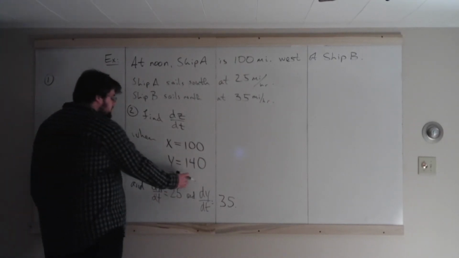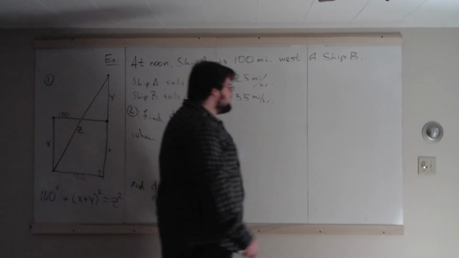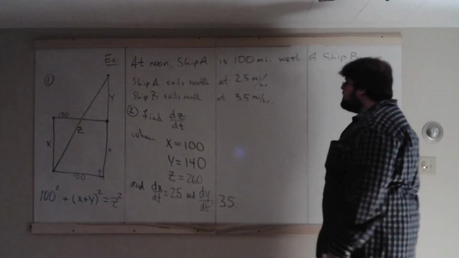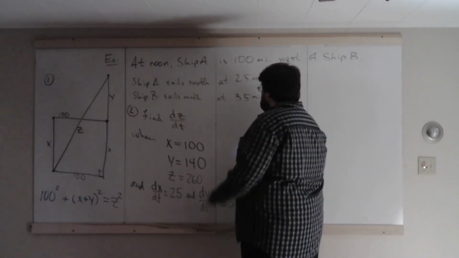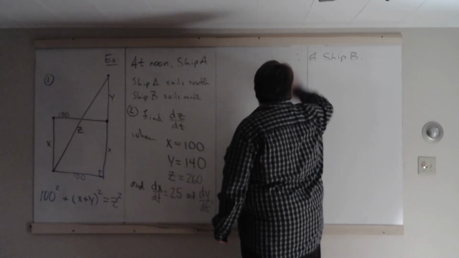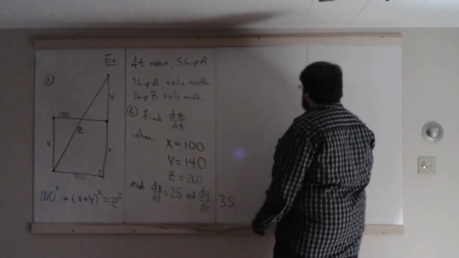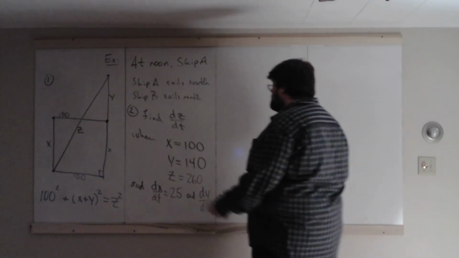Now, we need to find z. So let's find z. Z is 260. Where did that come from? 260. Did I just do a lot of math in my head? No. Well, actually, no. I knew the answer from over there. But let's find z.